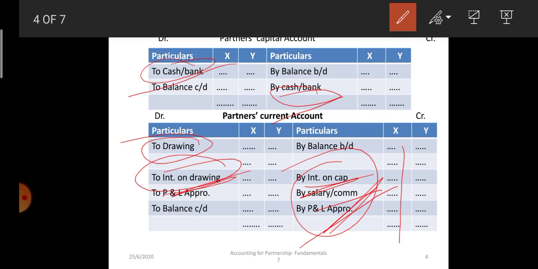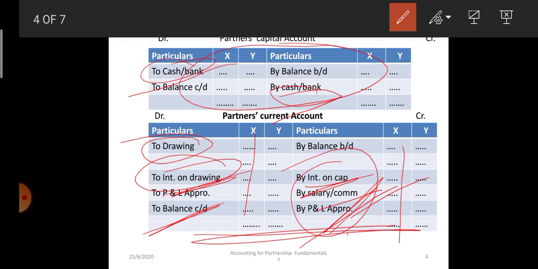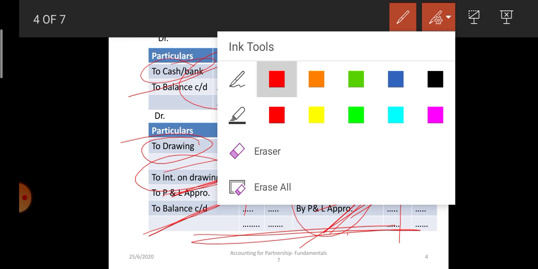Then the credit side total is taken and the debit side total is taken. The difference, if the credit side is more, it will be to balance c/d. The current account may have a debit balance or credit balance, but the capital account will always have a credit balance.